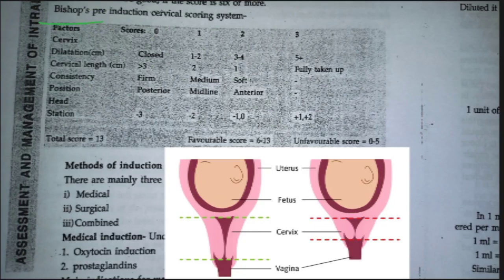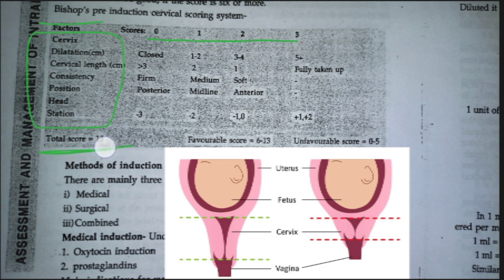Bishop score: based on this score, we will get to know whether the delivery process is going in normal condition, or whether vaginal delivery is okay, or else we need to find some other mode of delivery, or whether oxytocin induction is okay, or we need to provide more oxytocin. Everything we will get to know based on this Bishop score. And we have scores 0, 1, 2, 3. Based on these parameters, we will calculate the score: cervical dilation, cervical length, consistency, position of the baby, head station and all.